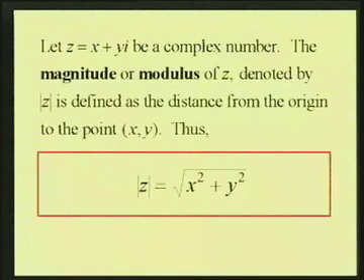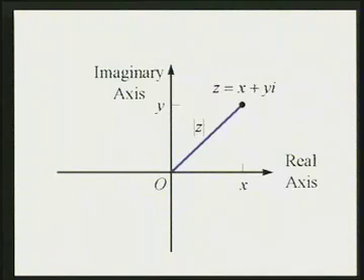We're now going to talk about how to represent a complex number in what's called polar form. Let z equal x plus yi be a complex number. The magnitude or modulus of z, denoted by the absolute value of z, is defined as the distance from the origin to the point xy. Thus, the magnitude of z is the square root of x squared plus y squared. In other words, the square root of the imaginary part squared plus the real part squared. So we have labeled here a geometric understanding of what the magnitude measures. It's just the distance from the origin to the point in the complex plane.